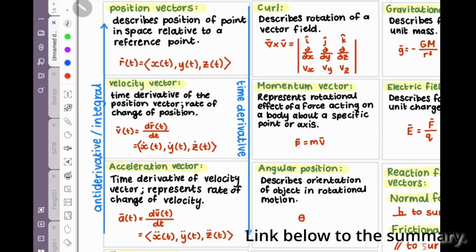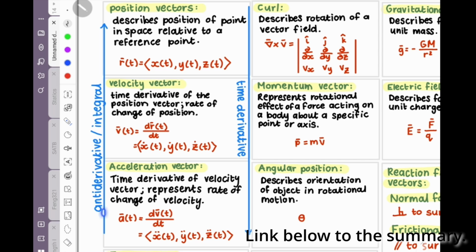If we look at this line over here, if you want to move from this point to this point, you have to go do what? You have to go take the time derivative. We go from the position vector, we want to get the velocity vector. So we take the time derivative, and then we find the velocity vector. And then to find the acceleration vector, we take the time derivative of the velocity vector, and we get the acceleration vector. And the same is true otherwise.